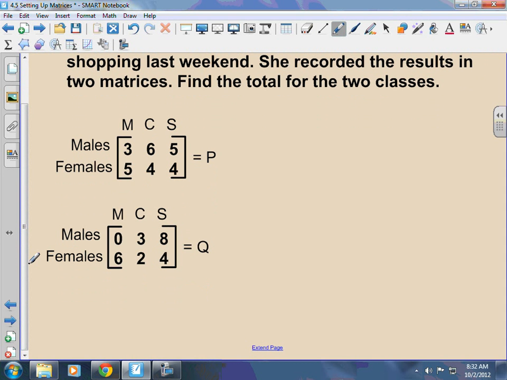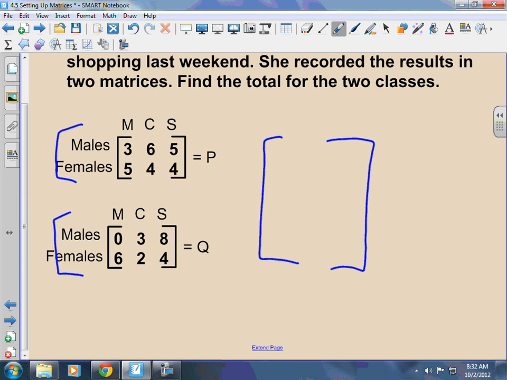So, I want the total from the 2 classes. What am I going to do with these 2 matrices? Yeah, I'm going to add them together. This is the first class right here. This is the second class. I'm going to get a matrix that adds these 2 numbers. Movies. You see how movies has to stay with movies? Male has to stay with male. Female has to stay with female. Male, female, movie, concert, shopping.